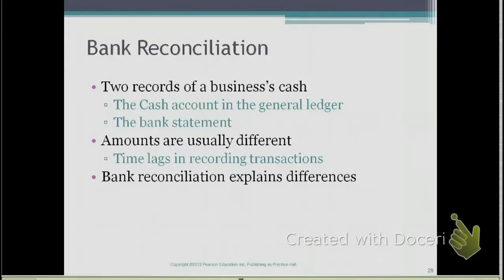All a bank reconciliation is, is a statement that explains the differences between the cash in your general ledger and the cash that you have in your bank account. I need everybody to be very, very clear that a bank reconciliation is just a schedule prepared to explain the differences between your cash account and your bank statement. It's not a T account, it's not a general ledger account, it's just a schedule we prepare to reconcile, which means explain the differences between your cash account and your bank statement.